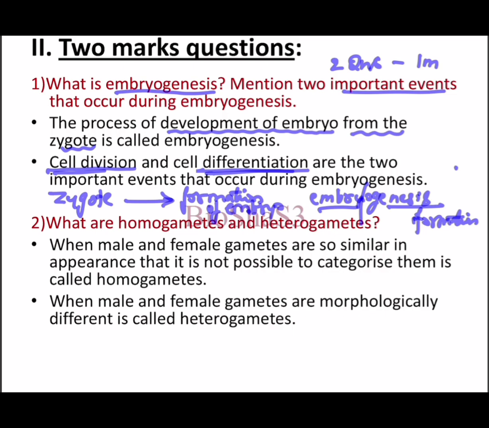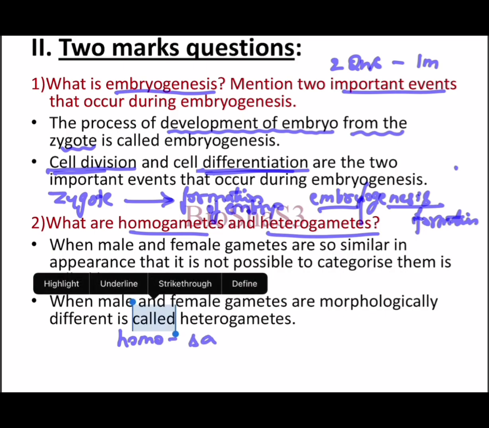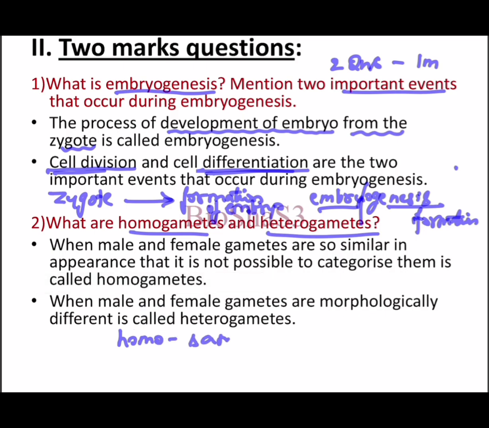Next, we see the second question. What are homogametes and heterogametes? So you should know the meaning. Homo means same, or you can call similar, and hetero means different. You have to understand this term.